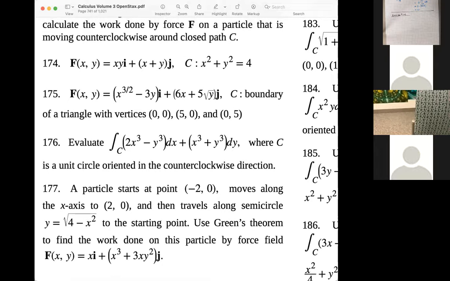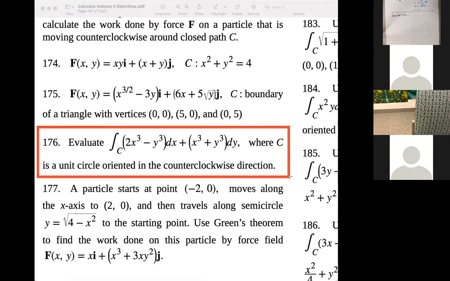And since it's written in there kind of densely, let's focus your attention. Evaluate the line integral of 2x cubed minus y cubed dx plus x cubed plus y cubed dy, where C is the unit circle oriented in the counterclockwise fashion. I'm going to draw a sketch on my paper, and I think we're going to have to do some graphics with this.